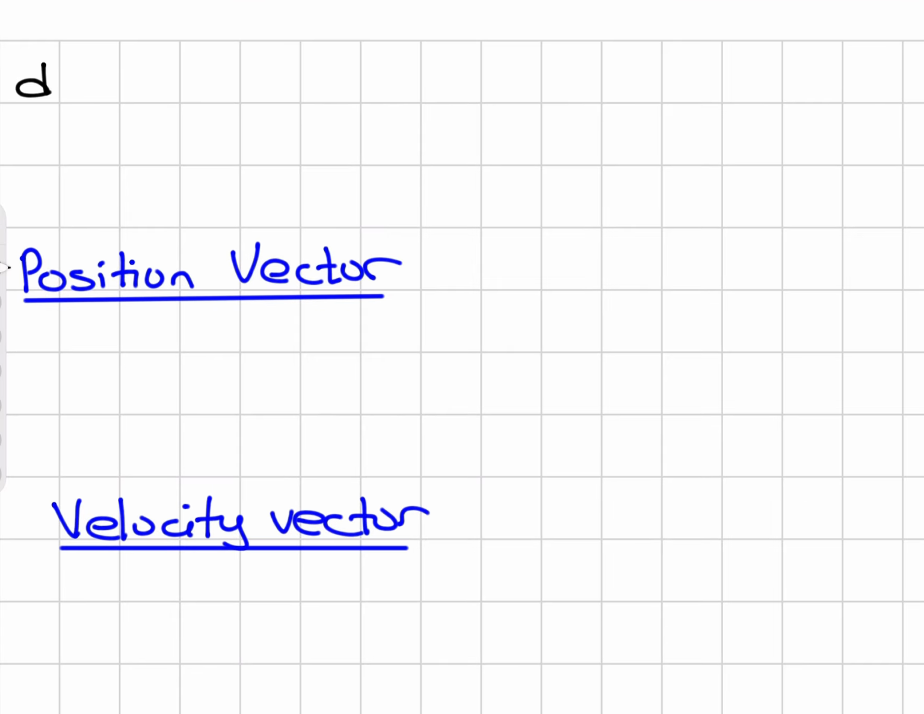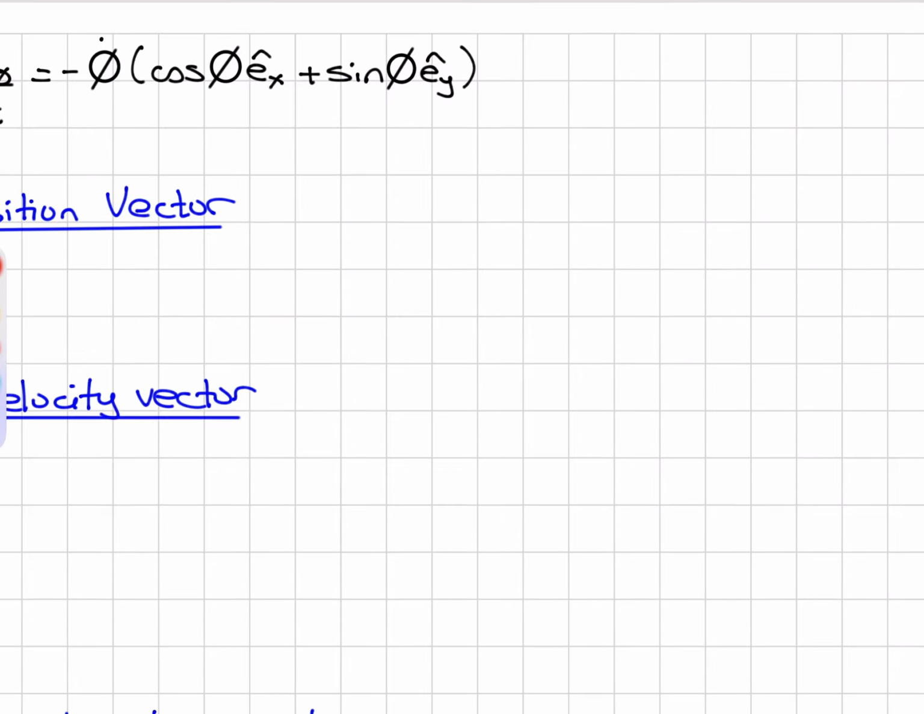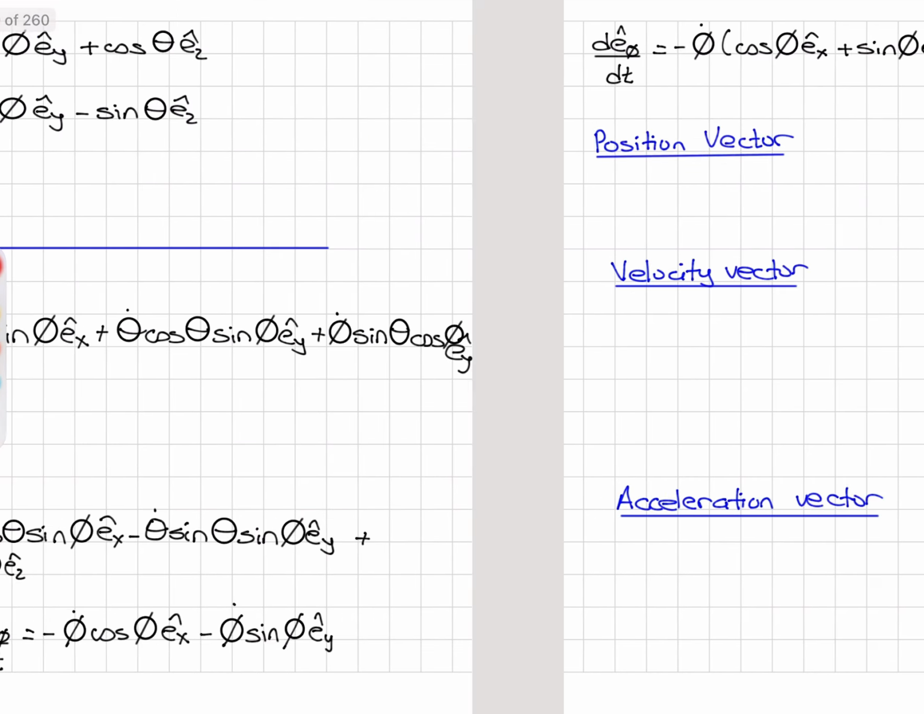The e phi hat dt is minus phi dot (cosine phi ex hat and sine phi ey hat). And now I have to recognize what this is in terms of er hat and e theta hat.